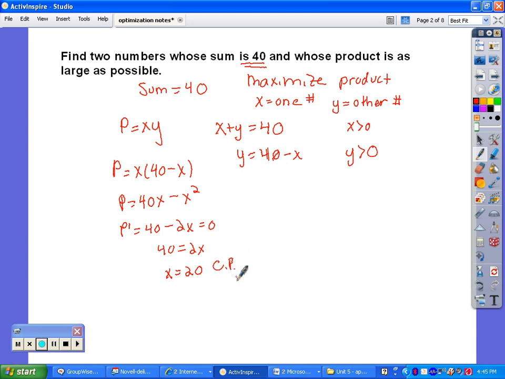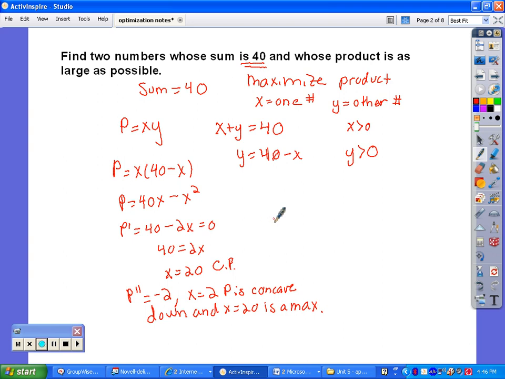Then we're going to use the second derivative test to determine if it's a max or min. And if there are endpoints, which there aren't really in this case, you need to plug those in as well to check if those are your possible answers. So I'm going to take the second derivative: the derivative of 40 is 0, of negative 2x is negative 2. This means that at x equals 20, p is concave down, and x equals 20 is a max, which is what we need because we need to maximize the equation.